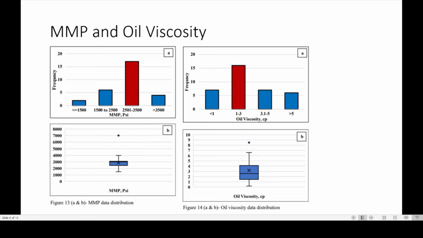Minimum miscibility pressure, you're looking at between 2,500 to 3,500 psi with a median of about 3,000. Oil viscosity, you're looking at 1 to 3 centipoise as the majority of your studies, with a median of about 3.5.